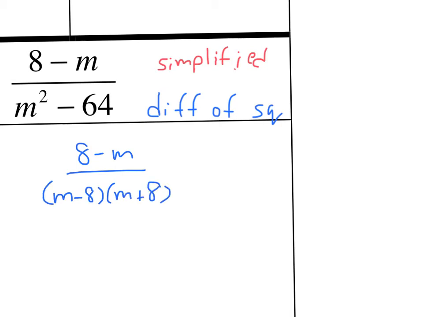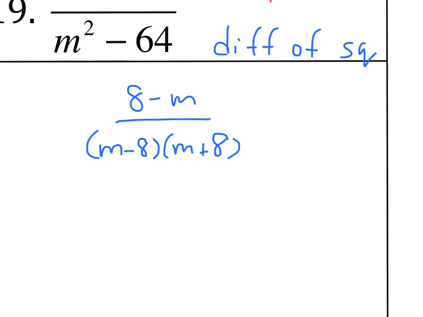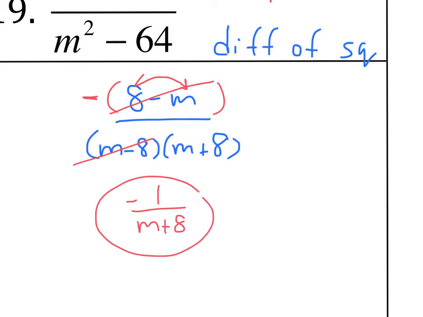And what do we recognize? Are these exactly the same? No, they're commuted. So if I commute this, what has to come out? A negative. So those can drop out if I put a negative outside. Now I end up with negative 1 in the numerator and m plus 8 in the denominator. If you need to see that other step, I did negative m minus 8 with a parenthesis there. Then I have an m minus 8 and an m plus 8.